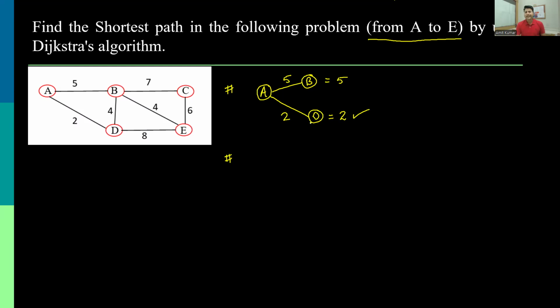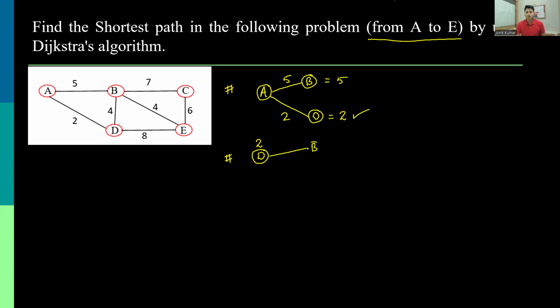It means the next selection after A is D. So now we are on the vertex D with a weight of 2. Weight of 2 means we traveled 2 units of distance. Now at the point D, how do we move out?